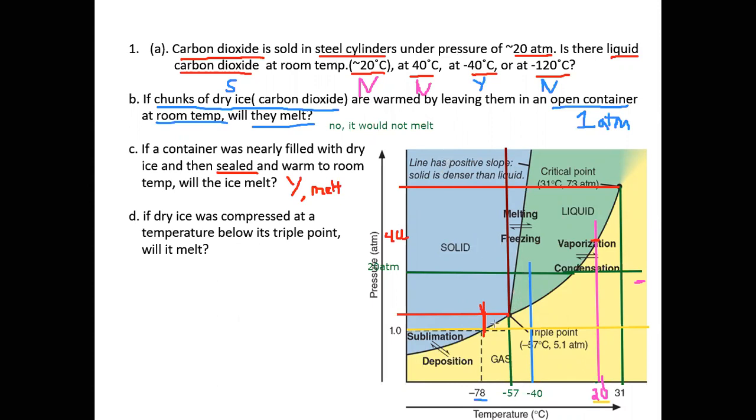So from negative 57 to whatever the end point is, say negative 300, anywhere along this line, if we increase the pressure by compressing it, it will not undergo melting. The answer would be no. So that's how you utilize the phase diagram to answer these types of questions.